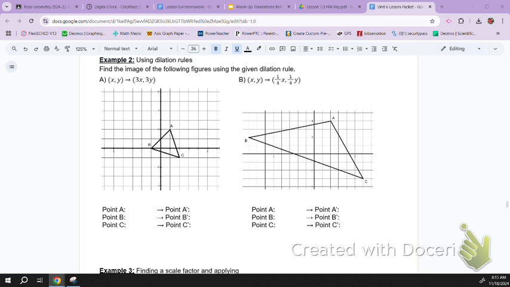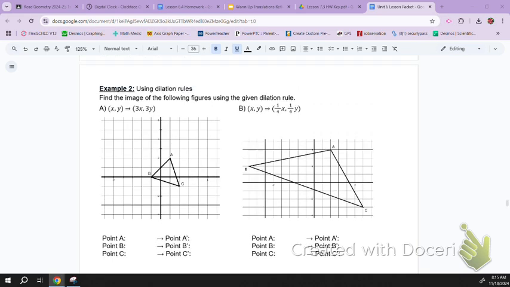We're going to use a dilation rule. I've got the images drawn for you. To do the dilation rule, the easiest thing is to use the points and the rule. What are we multiplying by here? What are we multiplying by? 3, good. And I'm going to write out the points.